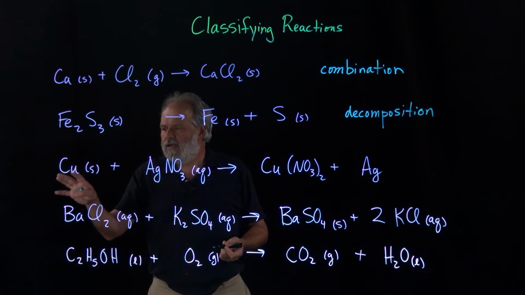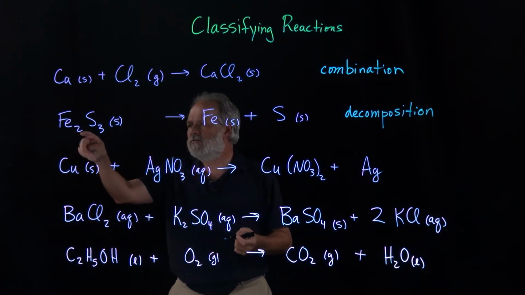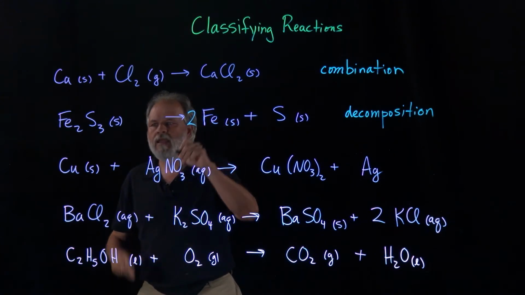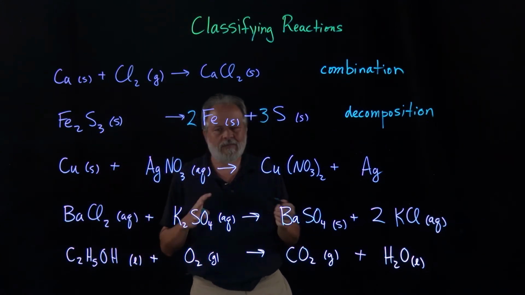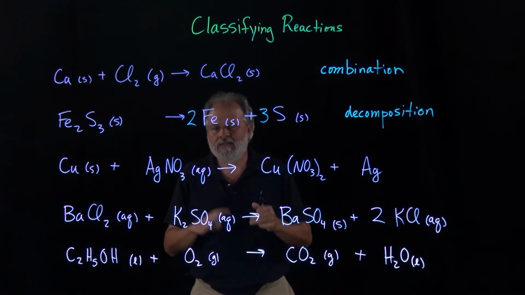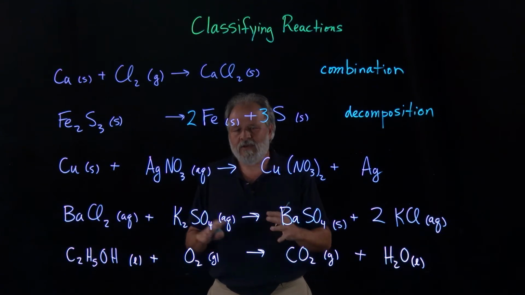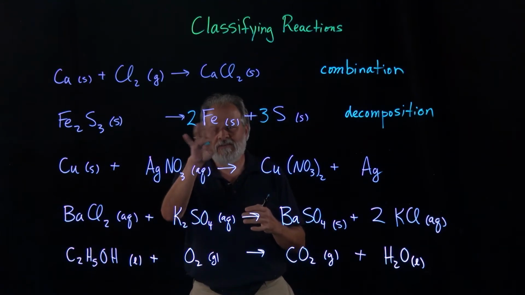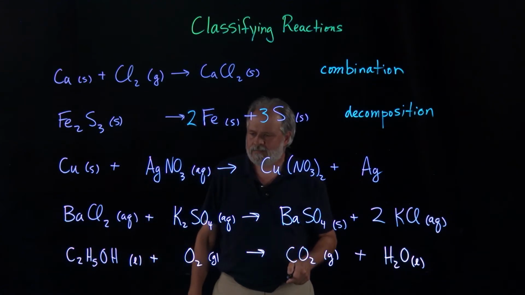All right, and so this third type of reaction, got to balance it though. There's 2 irons and 3 sulfurs. When you're balancing any chemical reaction with elements as one of the reactants or products, always do those last because you can change the number out front of this without bothering any of the other elements, like sulfur.